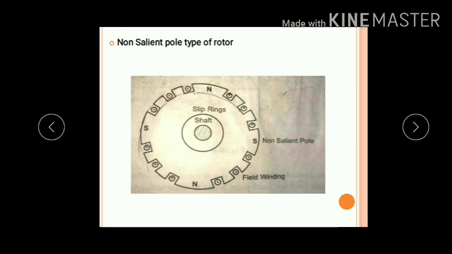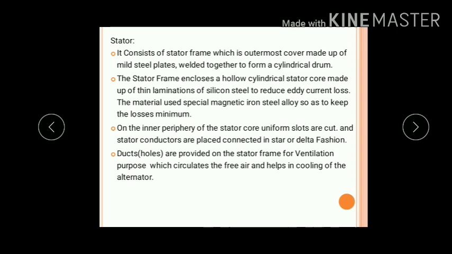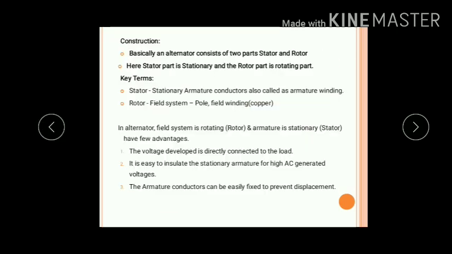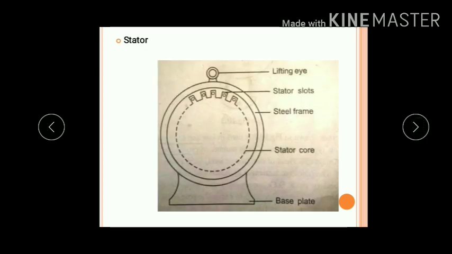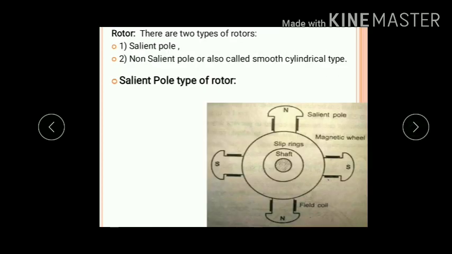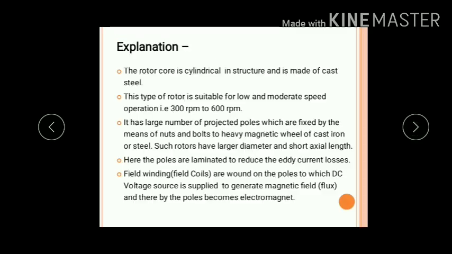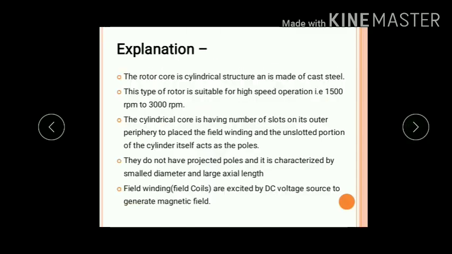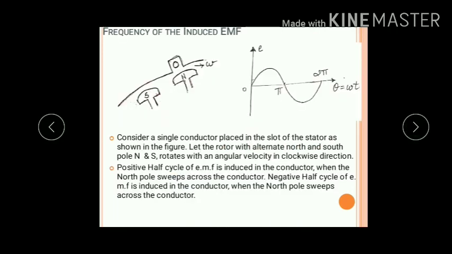So here, construction of alternator is very important. You need to explain both stator and rotor with the diagram, and even they may ask you to only explain rotor and its type. So the diagram plus the explanation is very important. So this is the explanation. We look at the next topic, which is frequency of the induced EMF.